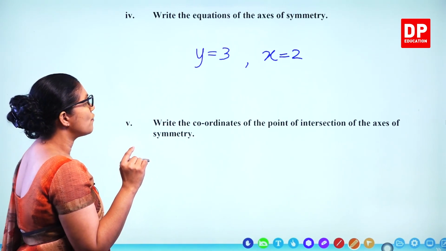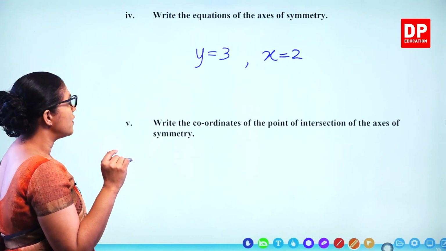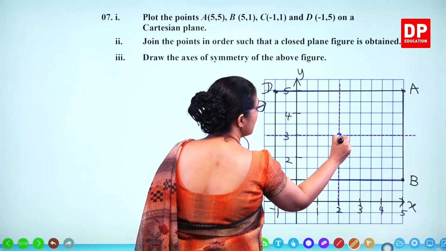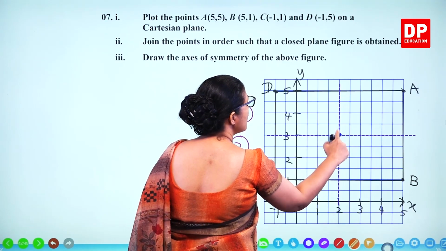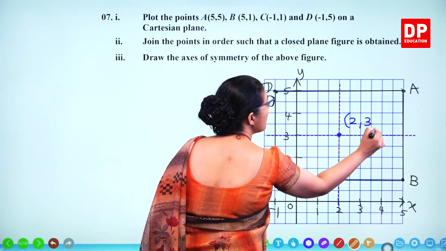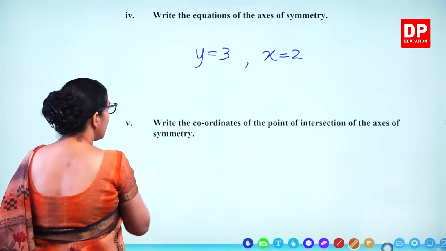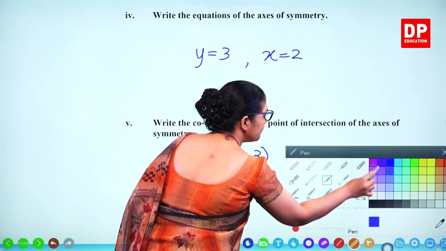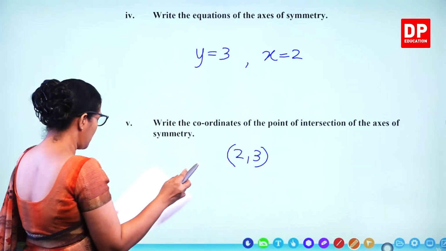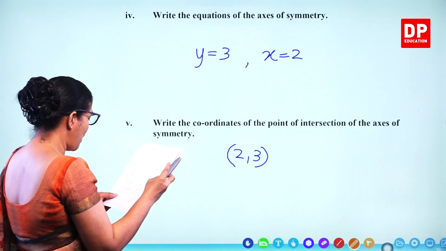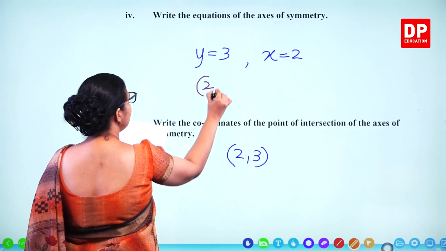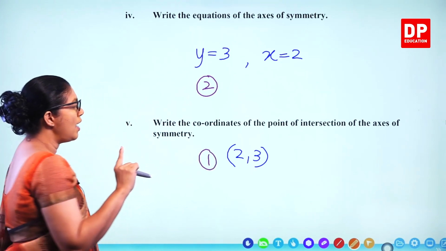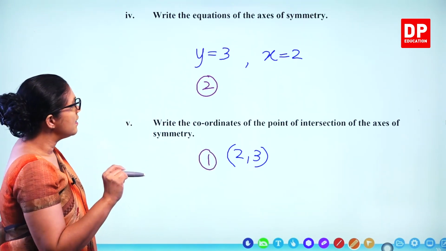Write down the coordinates of the point of intersection of the axes of symmetry. This point. x is 2, y equals 3. So you can write (2, 3). So let's give marks. x equals 2 and y equals 3, 2 marks. And (2, 3), 1 mark. So we gave 7 before, and these 3, altogether 10 marks.